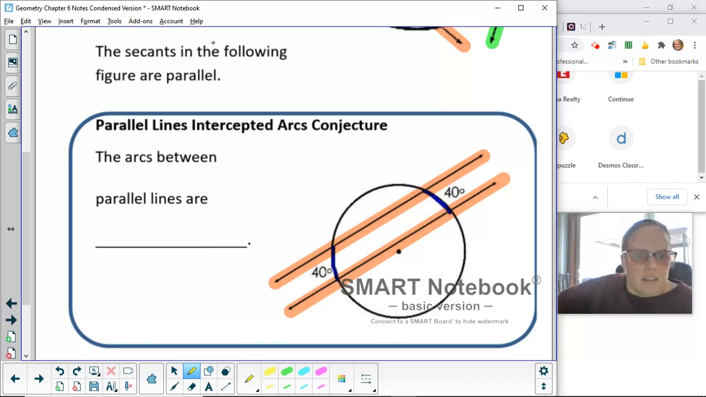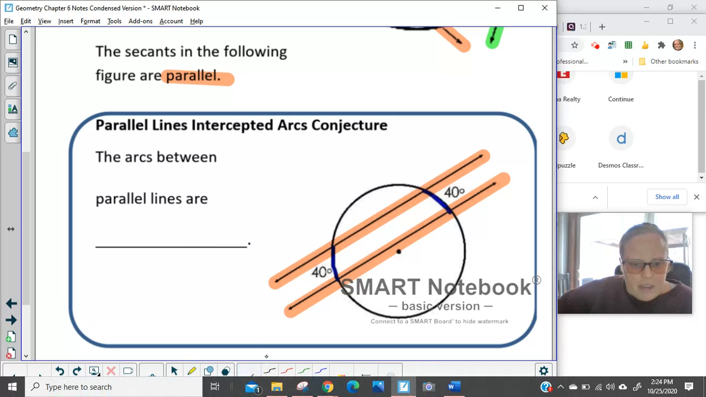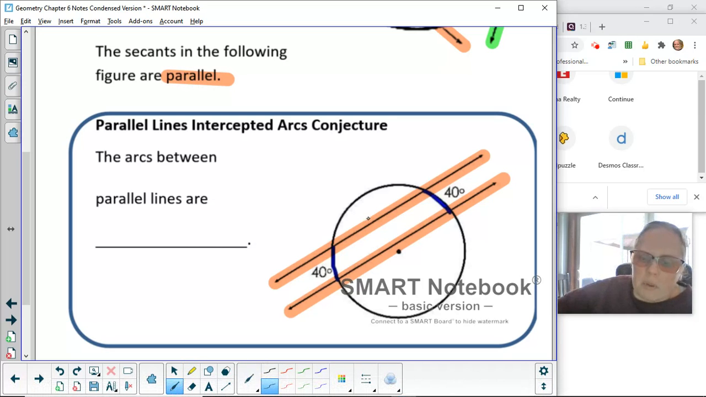And it says these secants are parallel. So what I'm going to do is I'm going to take my pen and I'm going to use those little arrow symbols to mark that they are in fact going in the same direction. Okay, now if I look at those 2 parallel secants, what do you notice about the arcs that are between the 2 parallel lines? Anytime we have arcs between parallel lines, again, that's between them, they are going to be congruent in size.